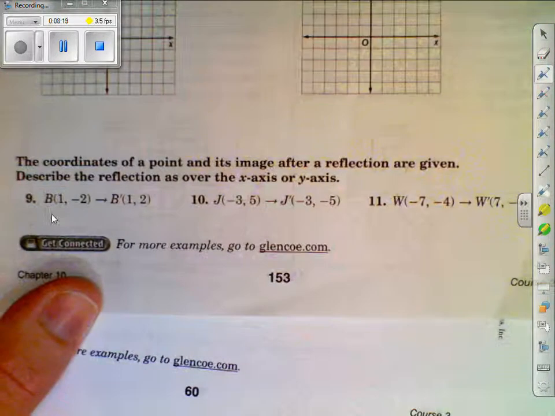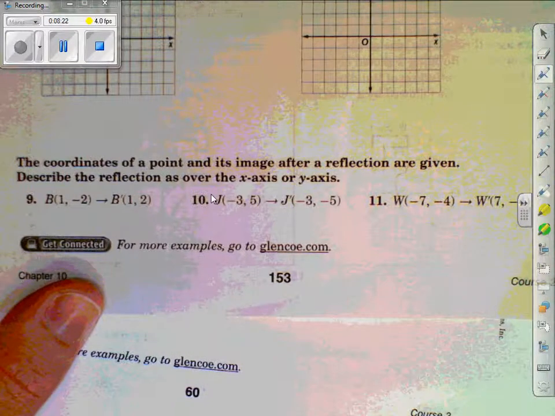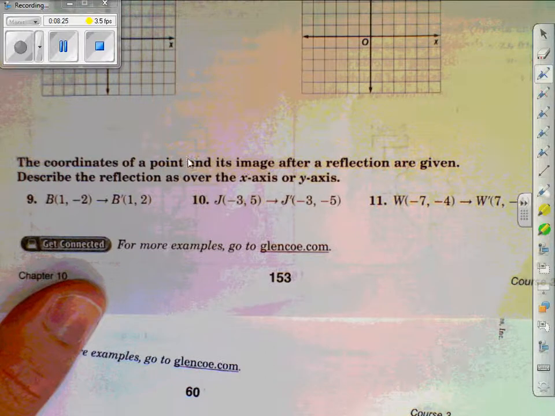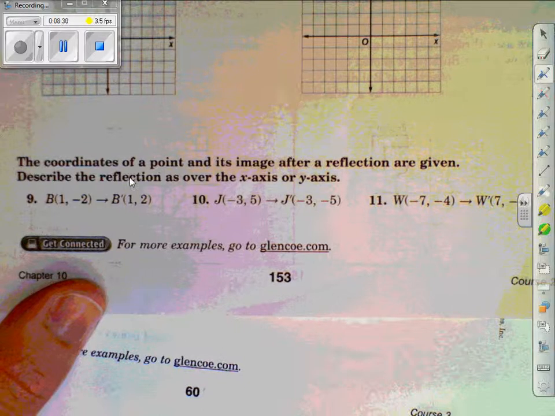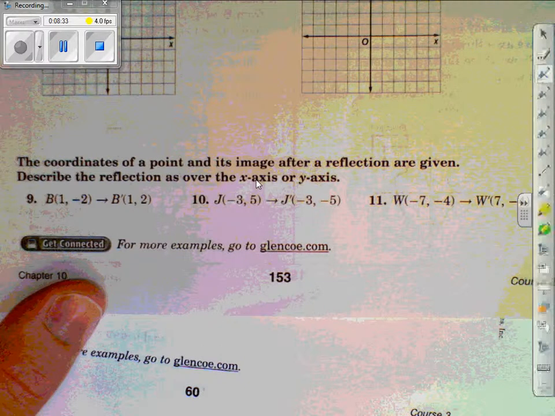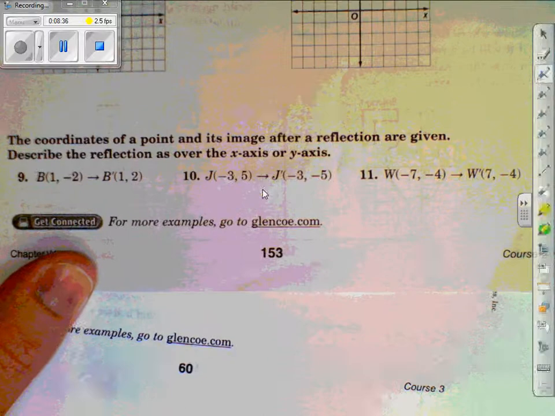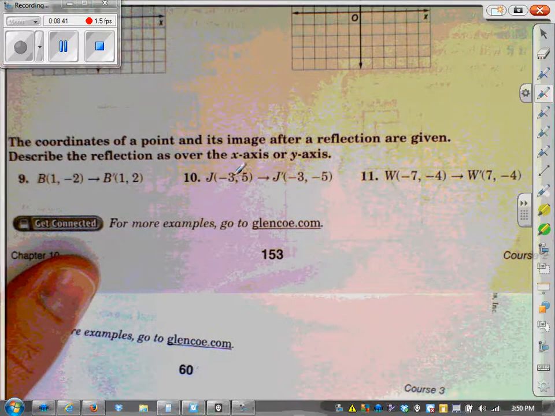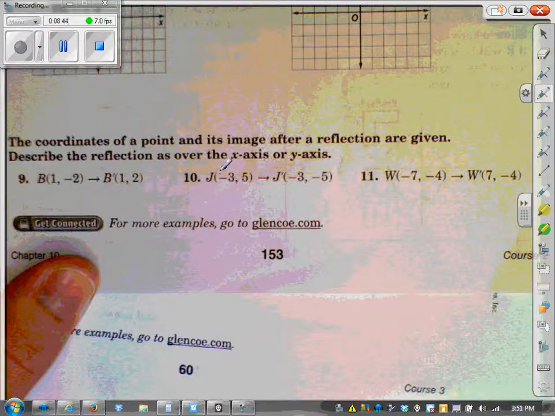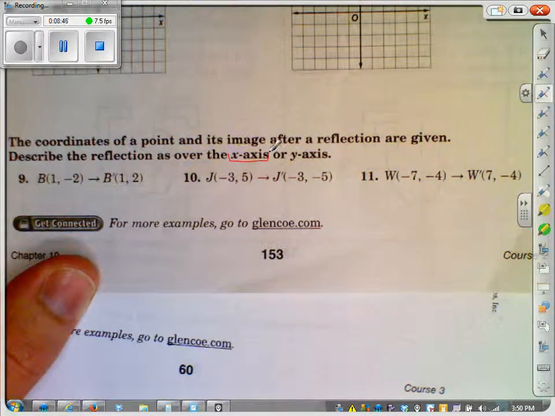Down here at the bottom, people seem to make a little bit of a big deal out of this. This is not hard at all. It says the coordinates of a point and its image after reflection are given. Describe the reflection as over the x-axis or the y-axis. So what we're just doing is writing, was this flipped over the x-axis or the y-axis? We can look at the middle one here, and we see, okay, if it were flipped over the x-axis, the y-coordinates would be the opposite. And if it were flipped over the y-axis, the x-coordinates would be the opposite.